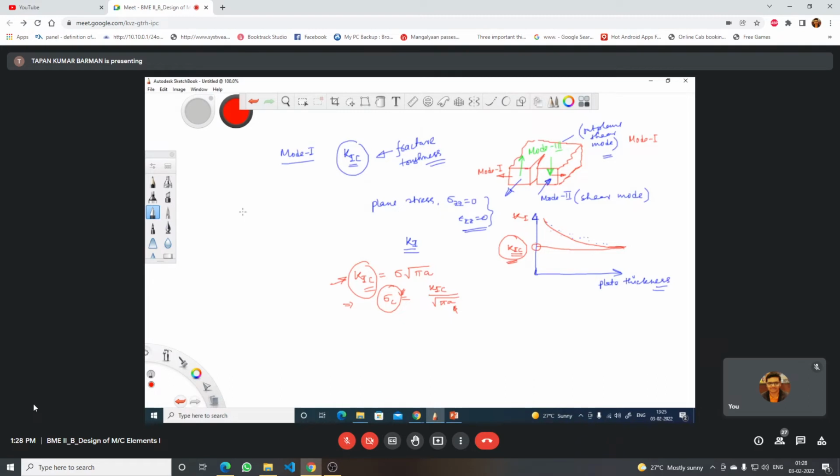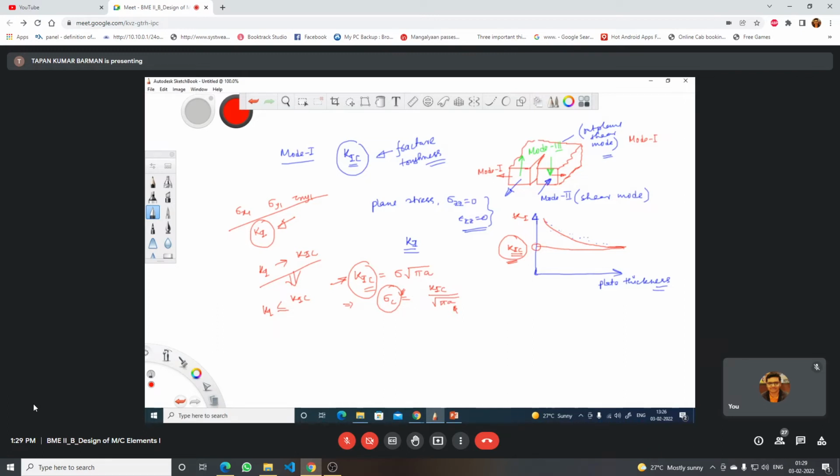Suppose we have applied sigma x1, sigma y1, and tau xy1, this type of loading. For this, we may calculate the K1 value, because now we know the equation to get the stress intensity factor near the crack tip. Now, if I calculate the K1 value for that particular loading, we'll compare this K1 with K1C. For a safe design, K1 should always be less than K1C. As the limiting case, it should be less than or equal to K1C.